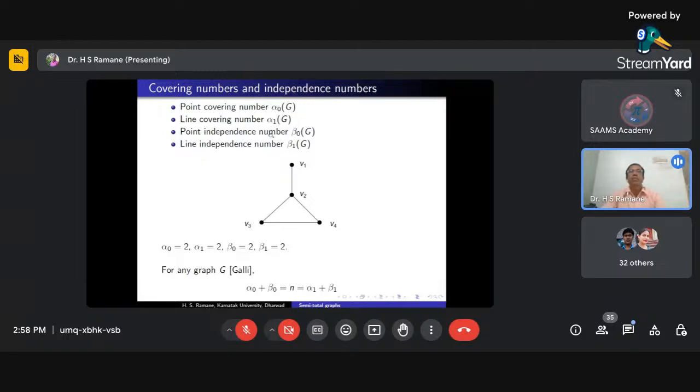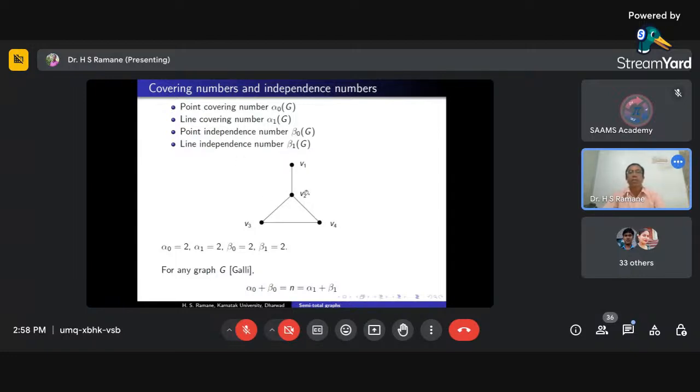Independence number: the point independence number is the maximum number of independent points. A subset of the vertex set is said to be independent if no two points are adjacent. So the maximum number of independent points is called the point independence number, and similarly the maximum number of independent lines is called the line independence number. These are the notations: alpha naught, alpha 1, beta naught and beta 1.